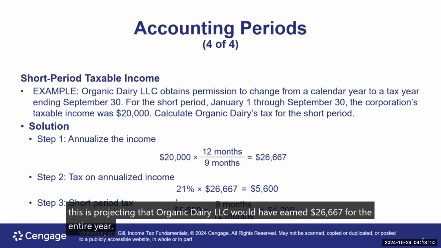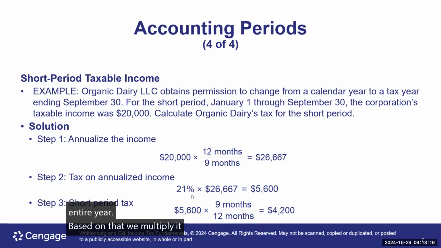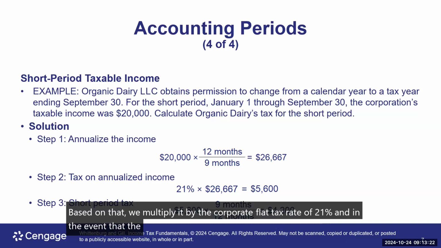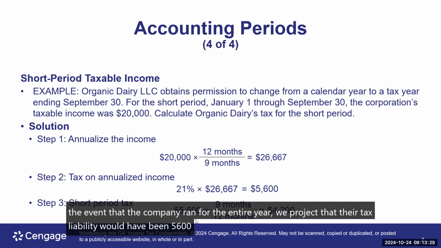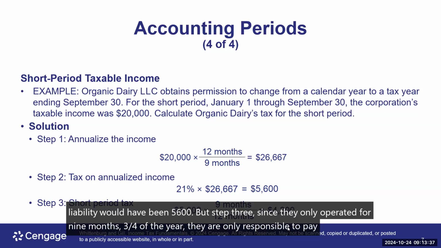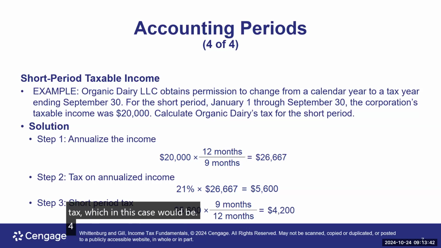Based on that, we multiply it by the corporate flat tax rate of 21%. And in the event that the company ran for the entire year, we project that their tax liability would have been $5,600. But step 3, since they only operated for 9 months, 3 quarters of the year, they are only responsible to pay 3 quarters of the tax, which in this case would be $4,200.